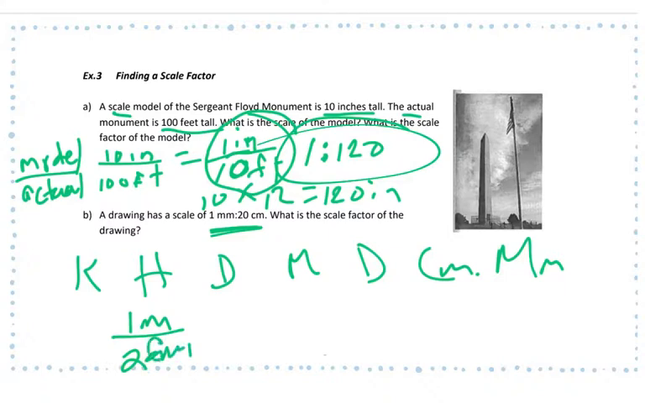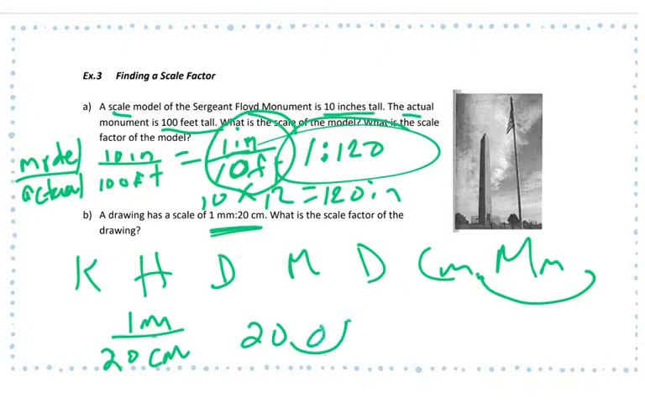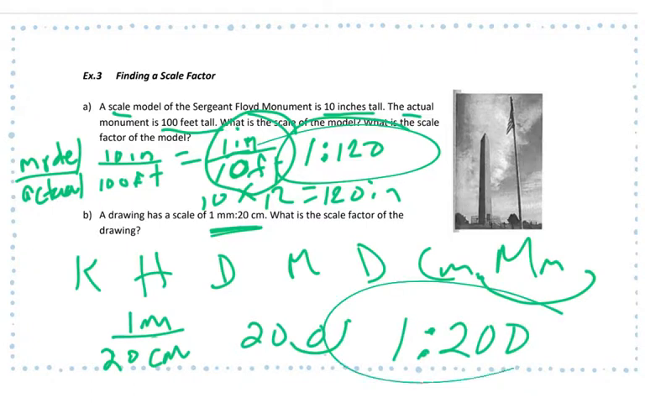And I want to take my 20 centimeters and turn that to millimeters. So I would put my decimal point here and move it one place to the right. So I'm going to go to 20, one place to the right. That would be 200. So it's going to become 1 to 200 for my scale factor.